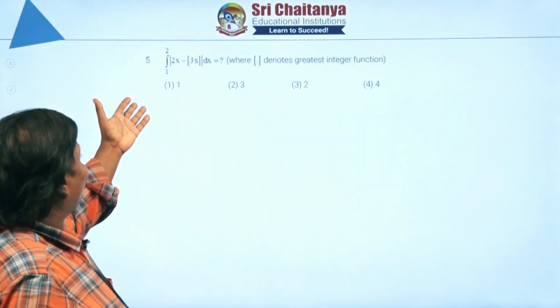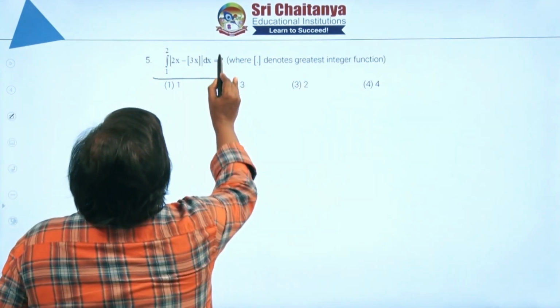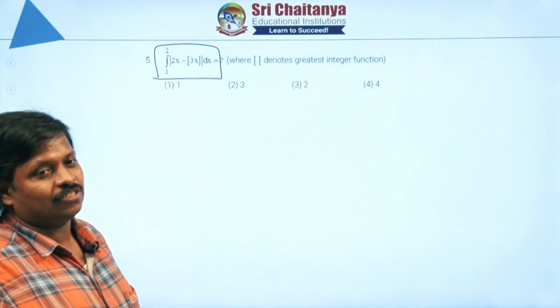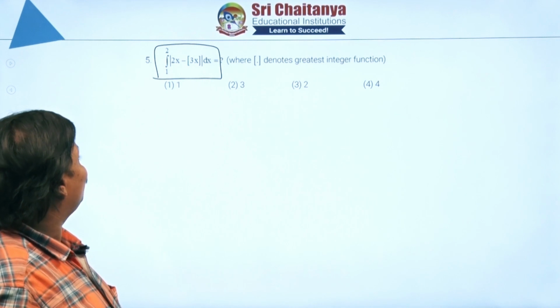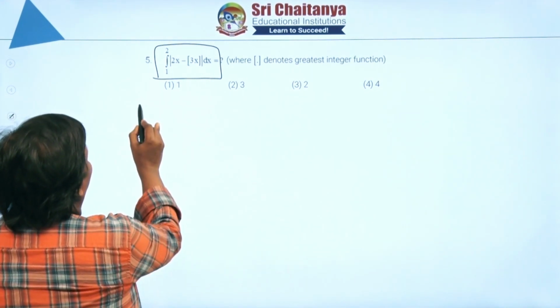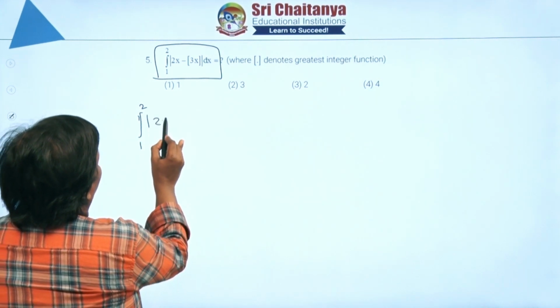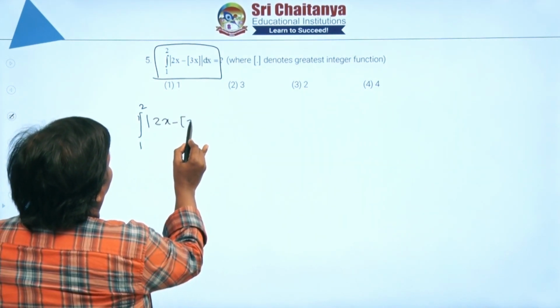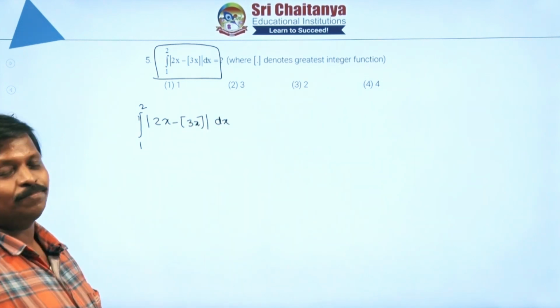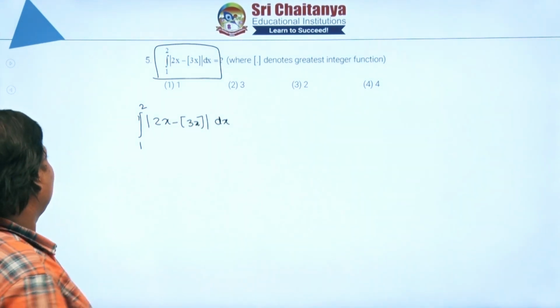This is question number 5, which came from definite integrals. A very easy question, a very standard question. In every exam we can find this model question. So let us see the question: integral from 1 to 2 of mod of (2x minus [3x]) dx. Here [x] means the greatest integer function.